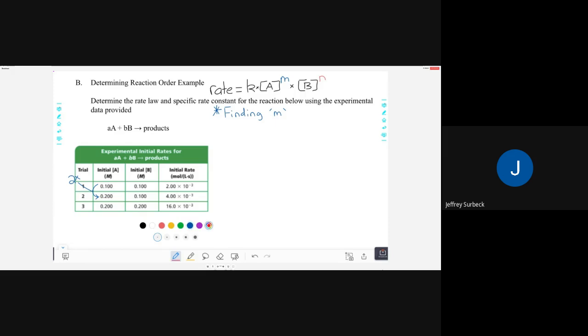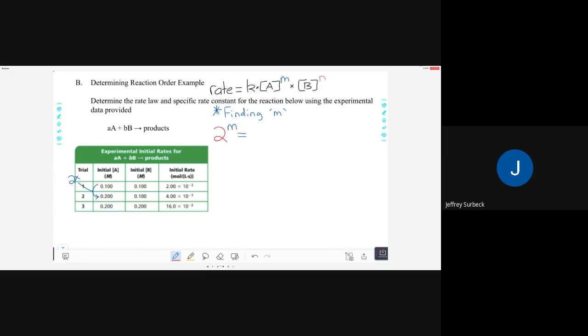We're going to say 2 to some power M equals our change of rate. So we get 2 to some power equals our change of rate. Okay? Because we went from experiment 1 to 2, on top here we're going to start out with the initial rate in experiment 2, because it got bigger. So we're going to start out here on top.